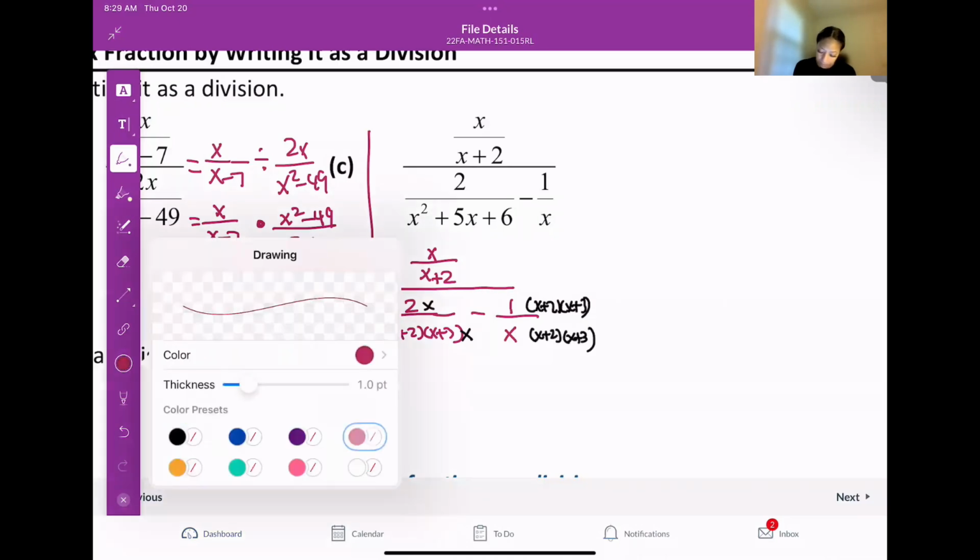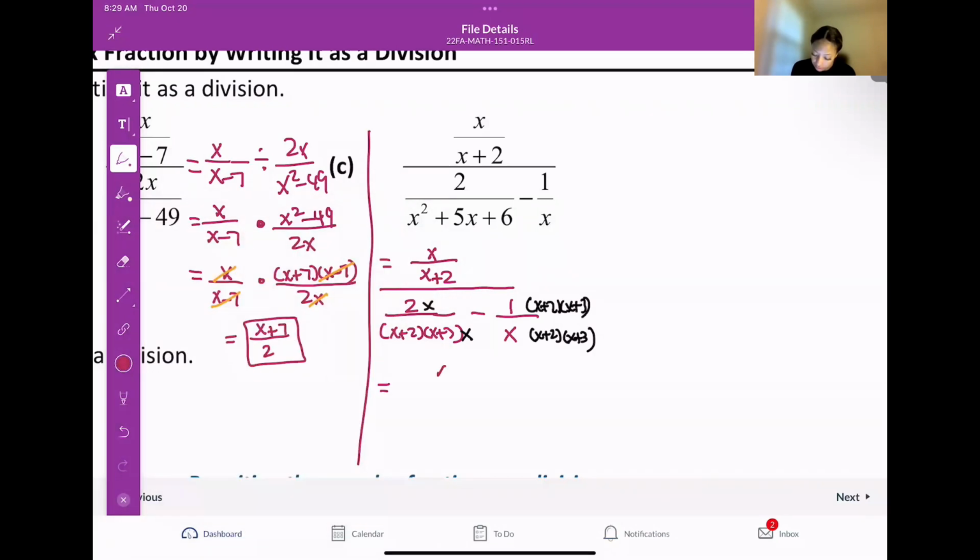All right. So what does this become? Our numerator is x over x plus 2. That's not changing. In the denominator, our common denominator is x times x plus 2 times x plus 3. If we subtract those numerators, we get 2x minus, remember, x plus 2 times x plus 3 is just x squared plus 5x plus 6. And now that's over x times x plus 2 times x plus 3.